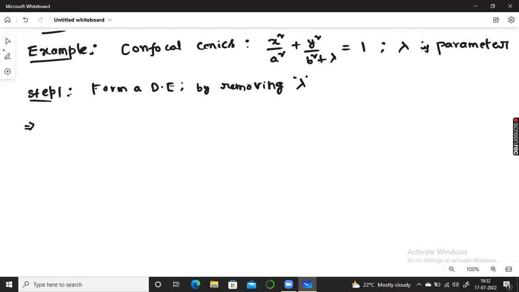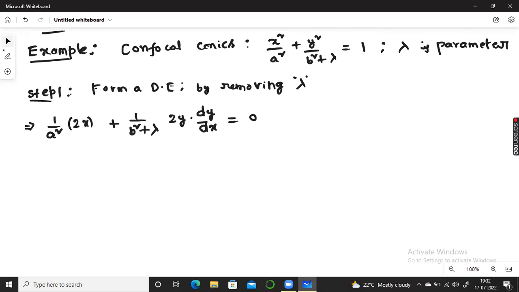The first term, 1 by a square, is constant. The differentiation of x square is 2x, plus 1 over b square plus lambda is constant. Y square differentiation is 2y, but y is the dependent variable, so 2y dy over dx is equal to 0, because the differentiation of a constant is 0.